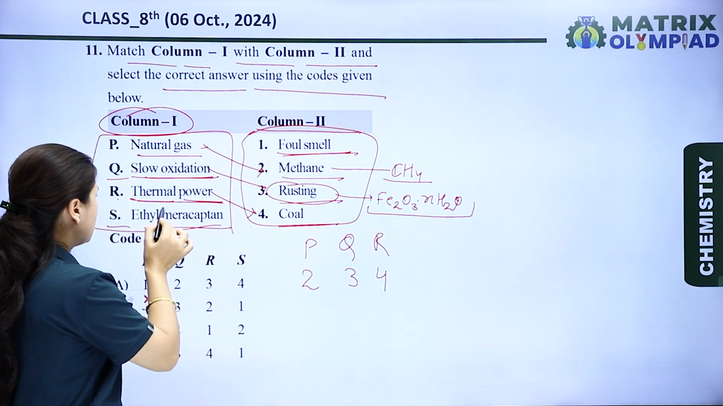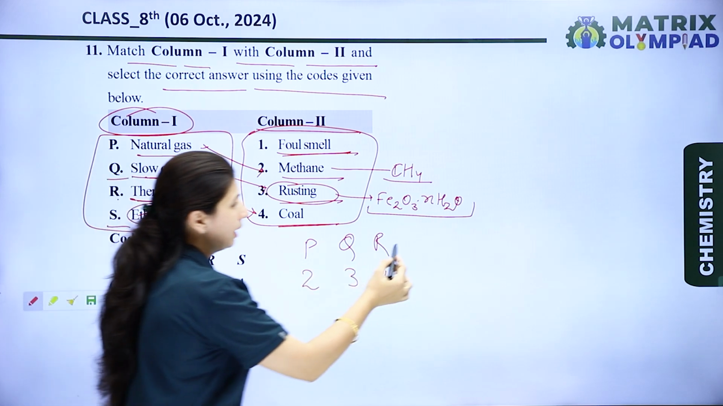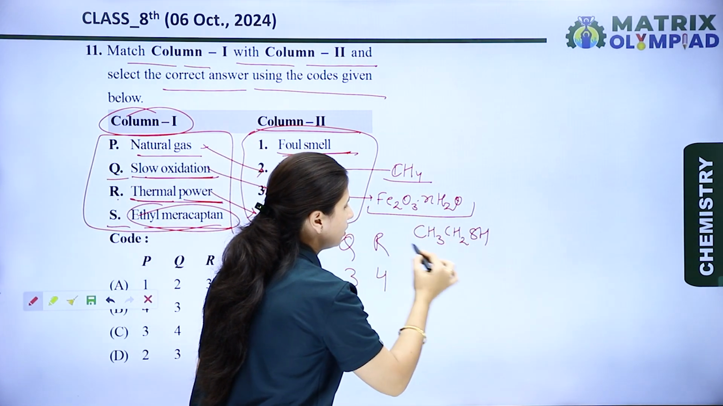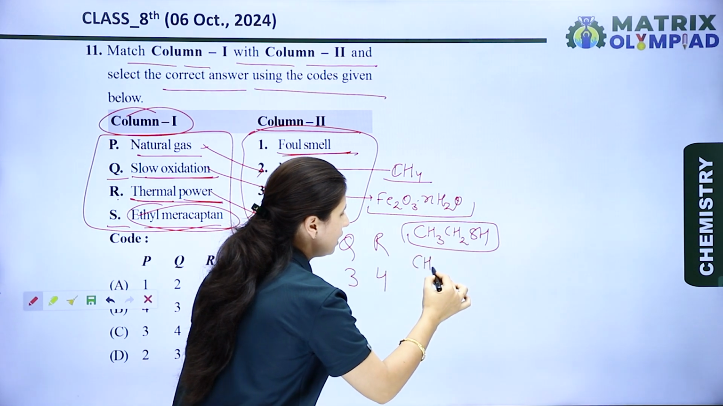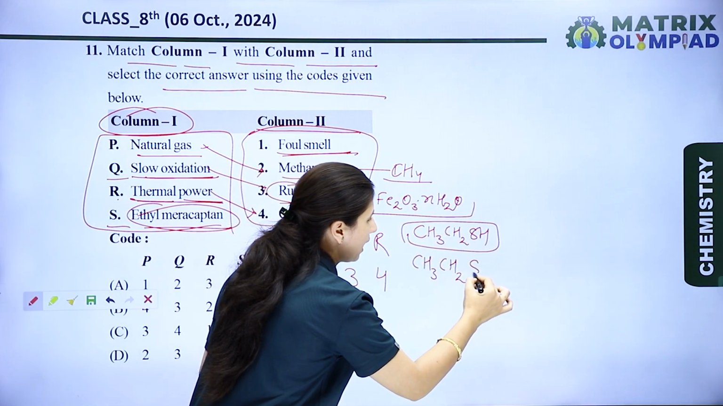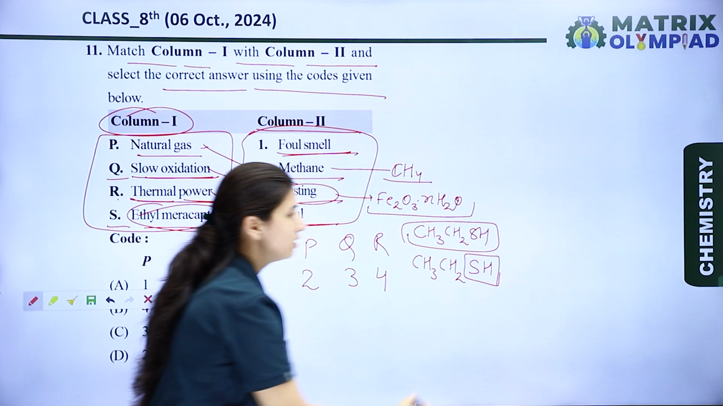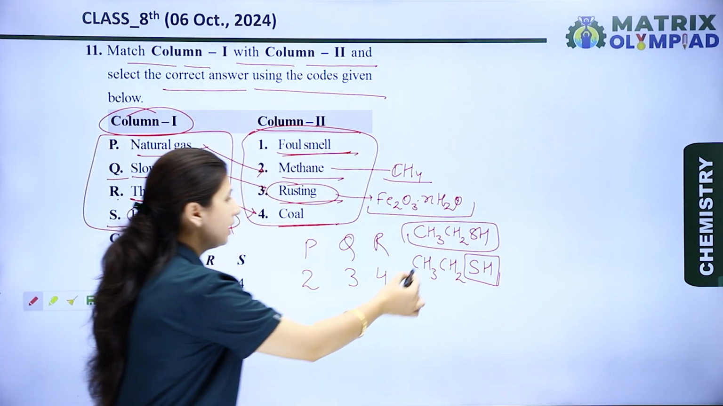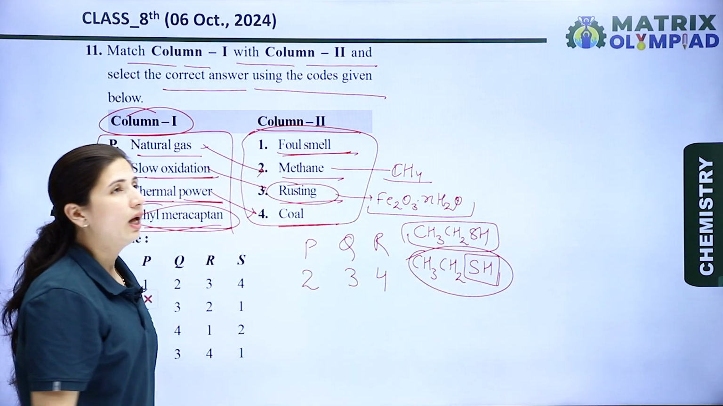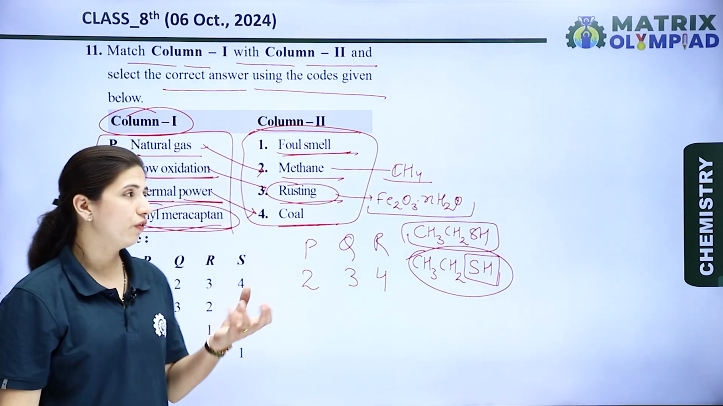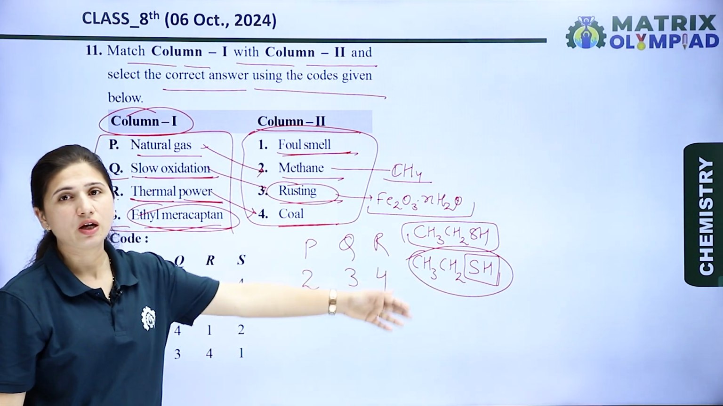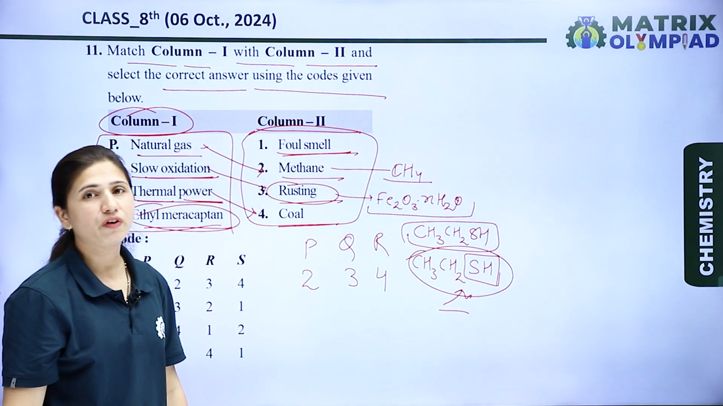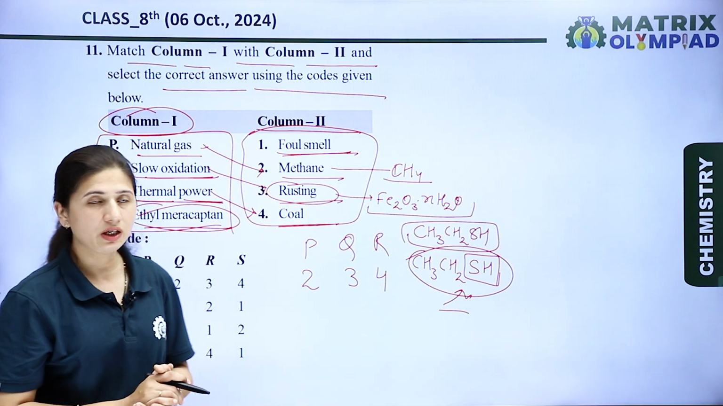Okay, now the last one is ethyl mercaptan. Ethyl mercaptan is CH3CH2SH. This type of compound, CH3CH2SH, has a functional group known as thioalcohol, and basically it is mixed with the LPG gas because it has a specific smell. So because of this ethyl mercaptan, we can easily identify if there is any leakage in the LPG gas cylinder.